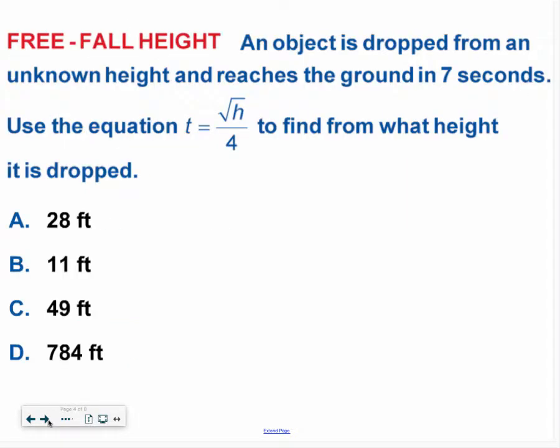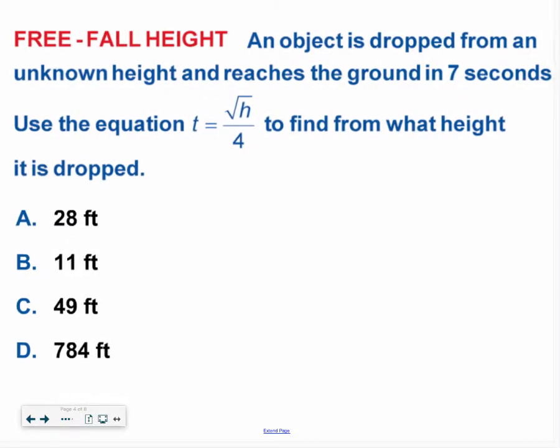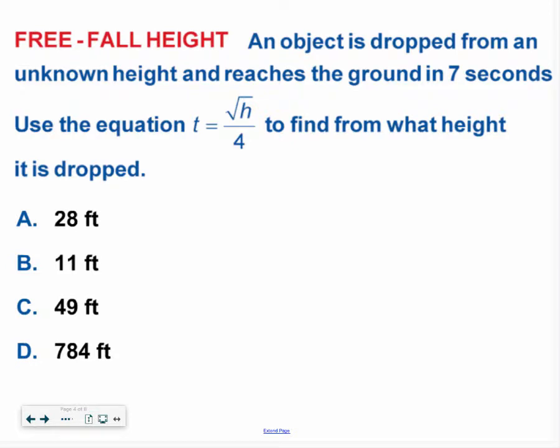Alright, why don't you go ahead and try to solve this one on your own. Good luck. Hopefully you ended up with 784 feet. If you have any questions about that, please be sure to reach out for some help.